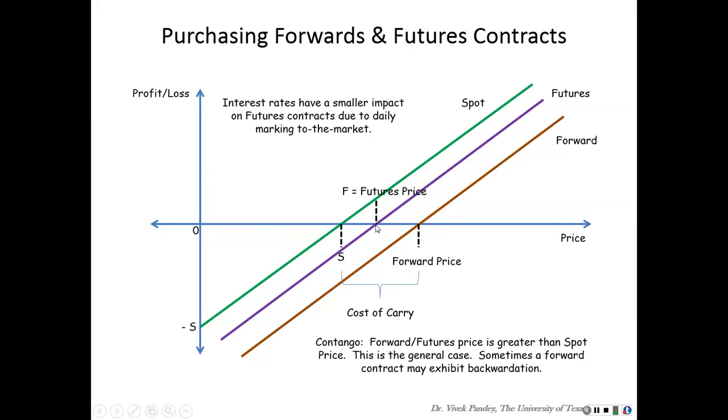But otherwise, it's just a starting point, the price that will be different. But other than that, being long in futures or forwards looks very much similar to being long on a spot market. If the price rises, the buyer gains. If the price falls, the buyer loses, and the seller gains, right?